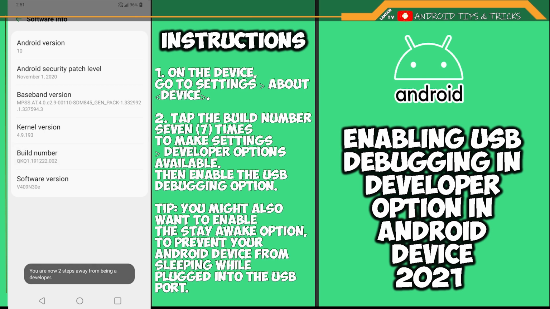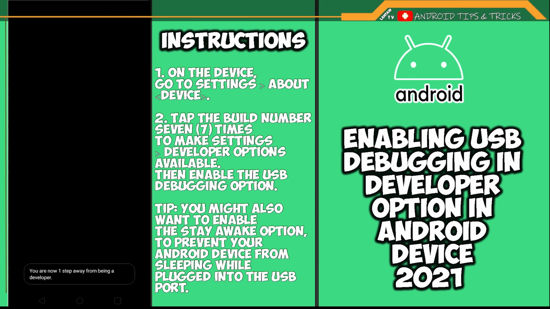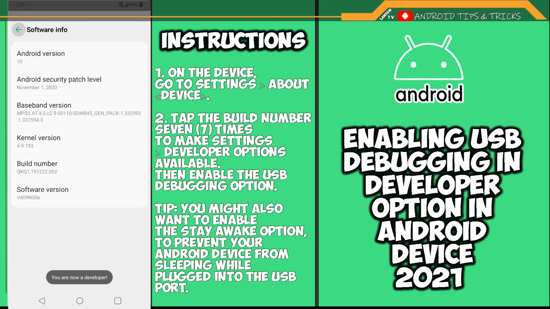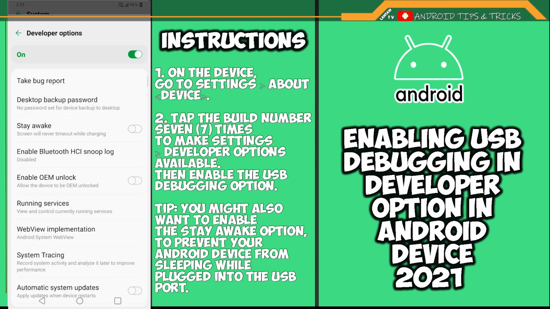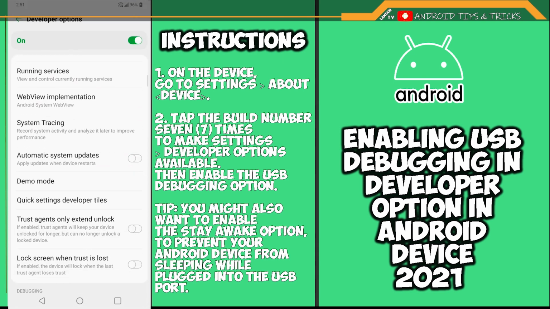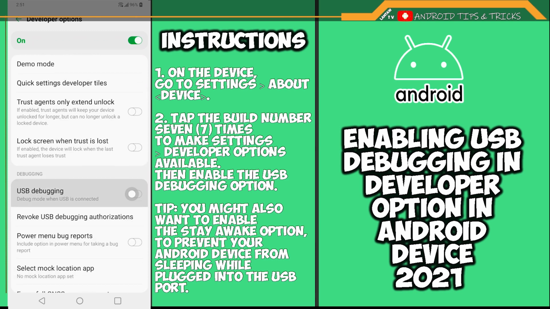Tip: you might also want to enable the stay awake option to prevent your Android device from sleeping while plugged into the USB port. Go to developer option and scroll down, then enable the USB debugging option.